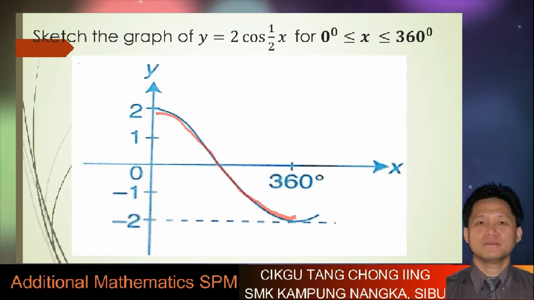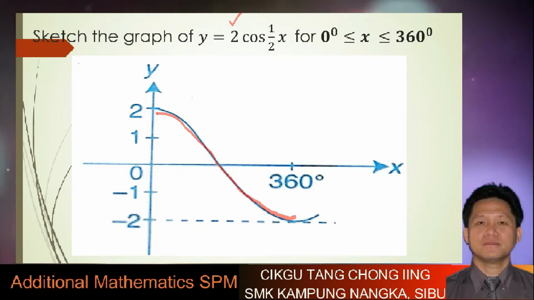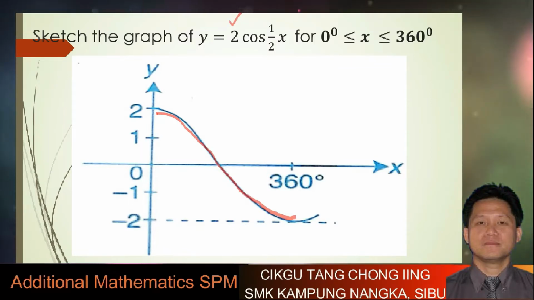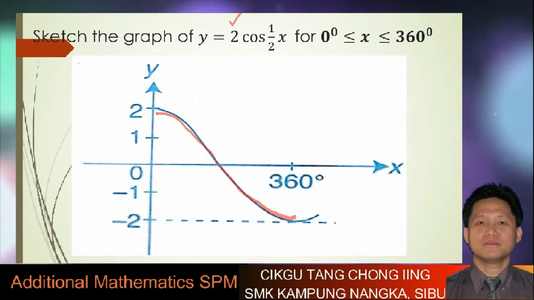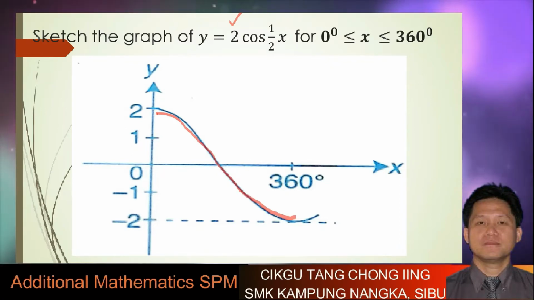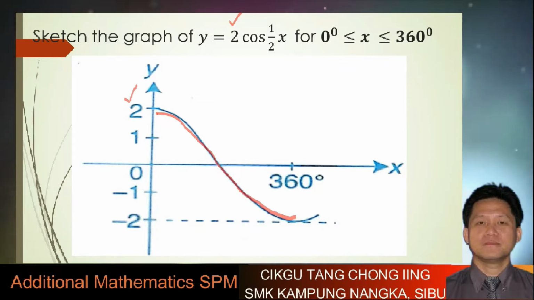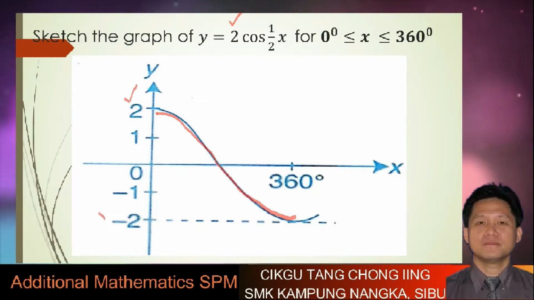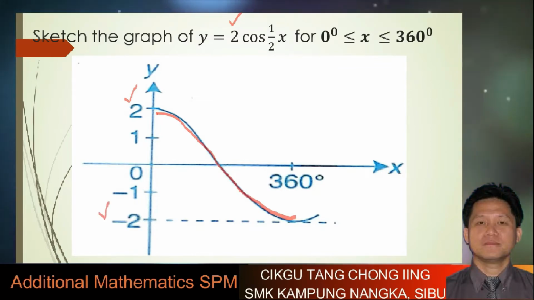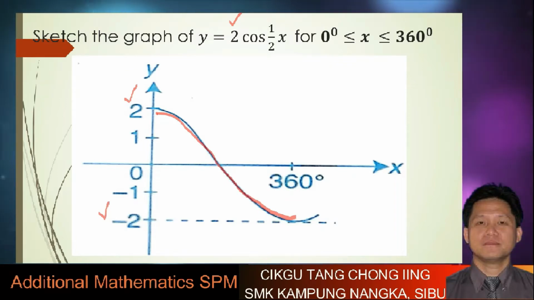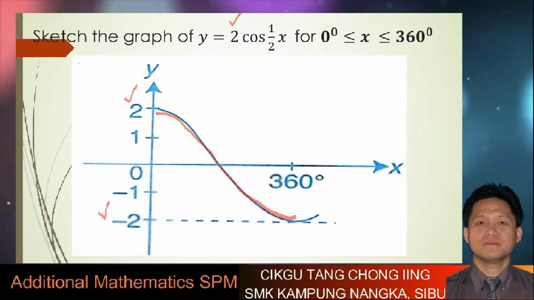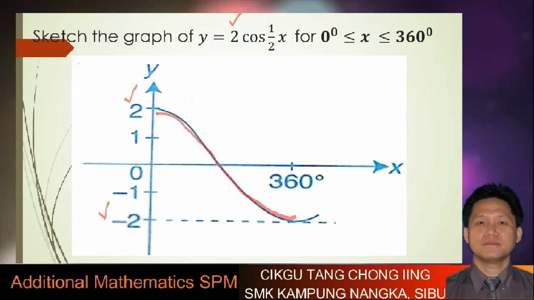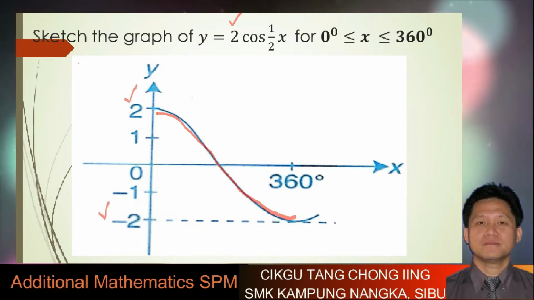And the number in front, which is 2 here, determines the maximum and the minimum values of this graph. So we have the maximum value here, which is 2, and the minimum value, negative 2. So this is the graph for y equals 2 cos 1/2 x between 0 and 360 degrees.